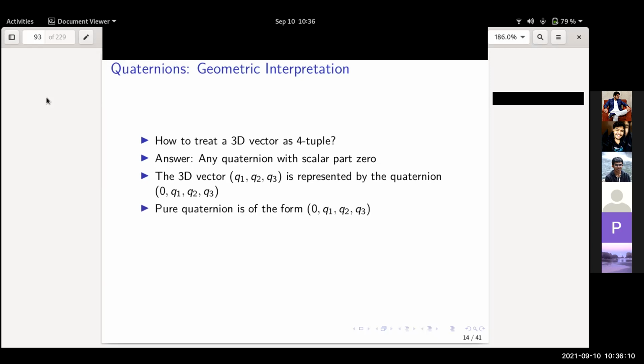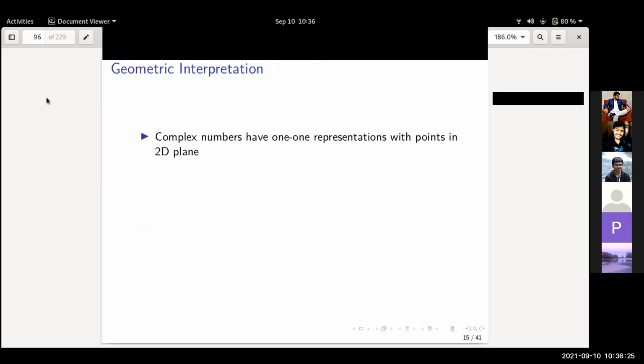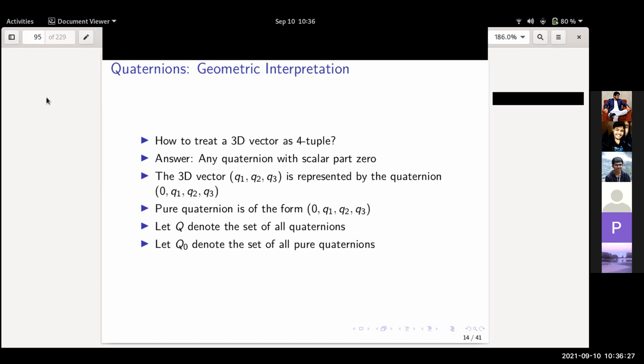We also give it another name. Some people call it a pure quaternion. Pure quaternion means one in which the scalar part is 0. So let Q denote all the quaternions and Q naught be the set of all pure quaternions. Then Q naught is a subset of Q. Basically, it is already a subset, and it also has the additional subspace properties. Therefore, it is also a subspace.